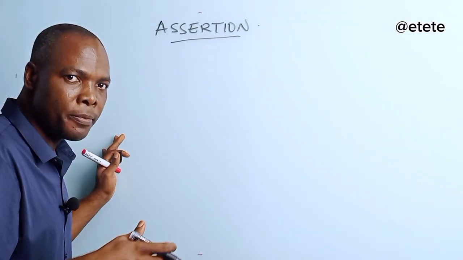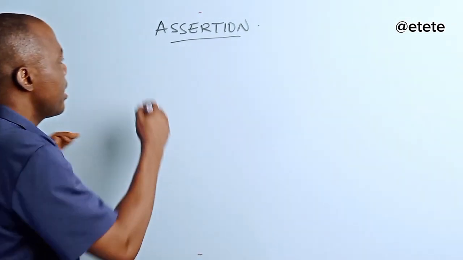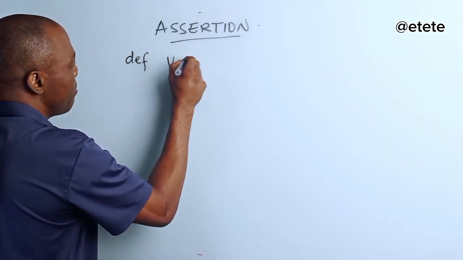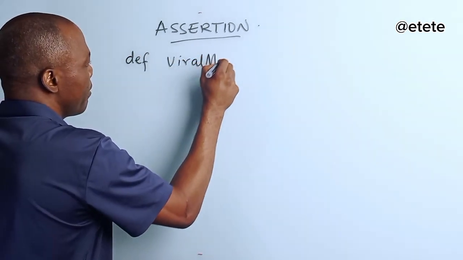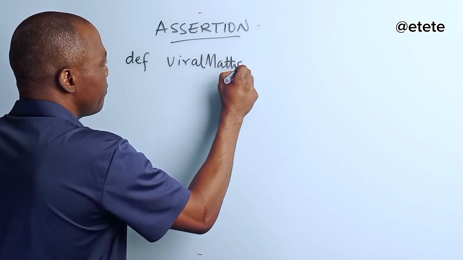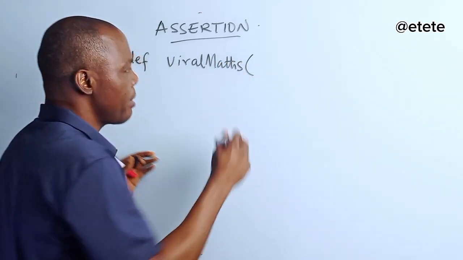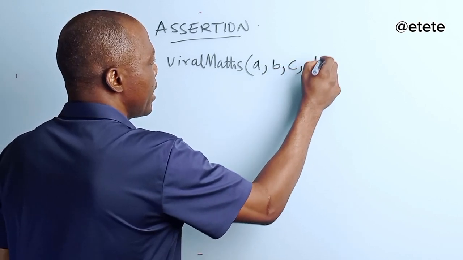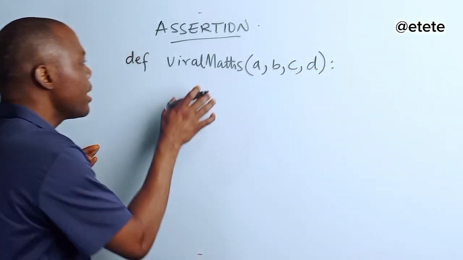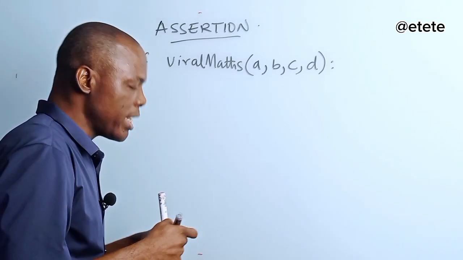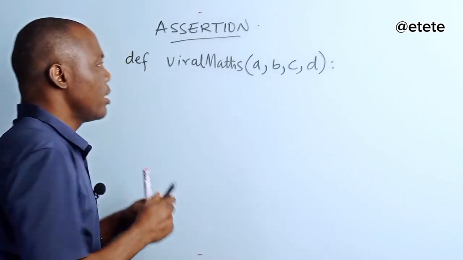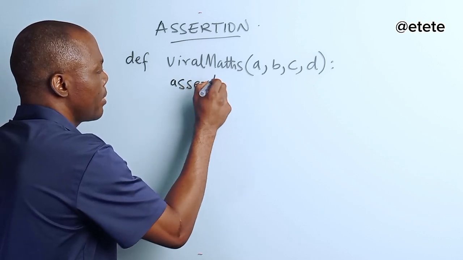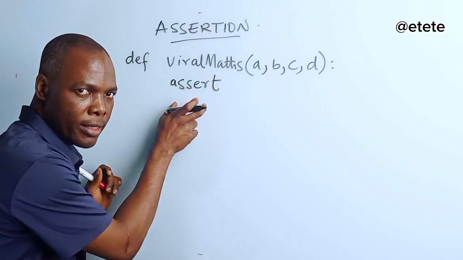So I'm going to define a function, right? I will say def, and I will define the var_mat that we have used, var_mat, and I'm going to supply my parameters A, B, C, and D, right? Now, the first thing I'm going to do is bring in the assert statement. So here I will say assert.